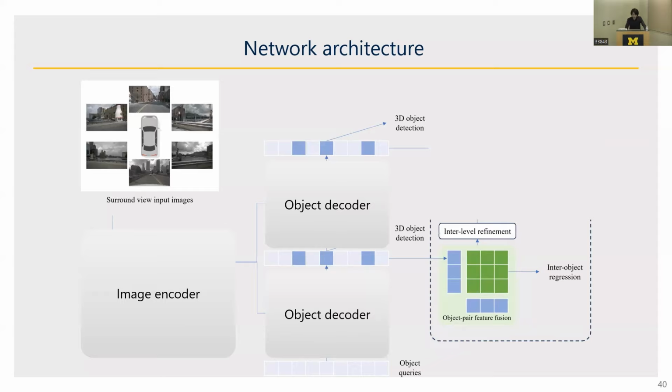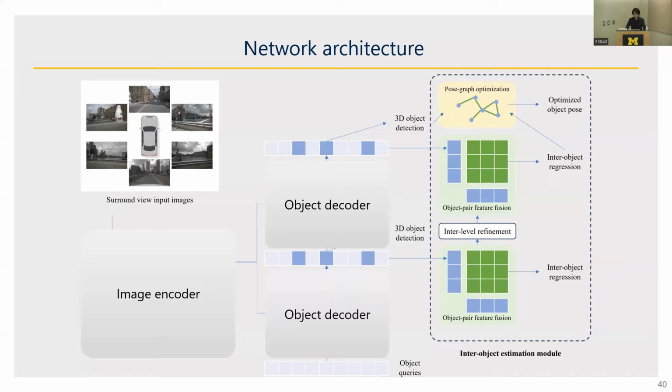The next layer is similar, with the only difference that it takes input not only from the 3D object queries of that layer, but also the features of the object pairs from the last layer. At the end, the individual estimation of the object poses and the relative pose between the objects are sent together to a pose graph to optimize the final object poses. And this pose graph is made differentiable so that it can be integrated in the overall training pipeline.